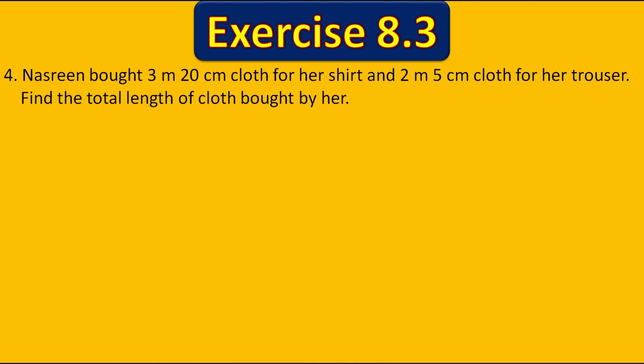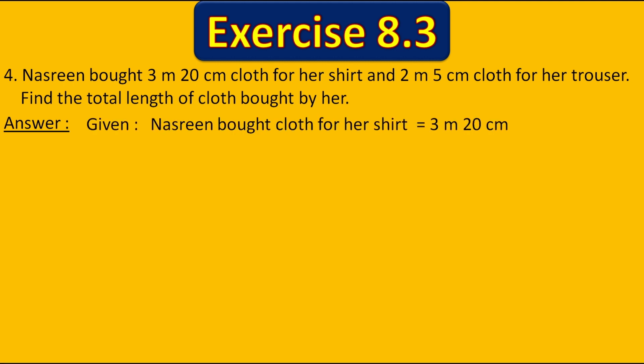Nasreen bought 3 meter 20 centimeter cloth for her shirt and 2 meter 5 centimeter cloth for her trouser. Find the total length of cloth bought by her. Okay, so let's write the given things first. Nasreen bought 3 meter 20 centimeter cloth for her shirt. Now first we will convert this 3 meter 20 centimeter into decimal.